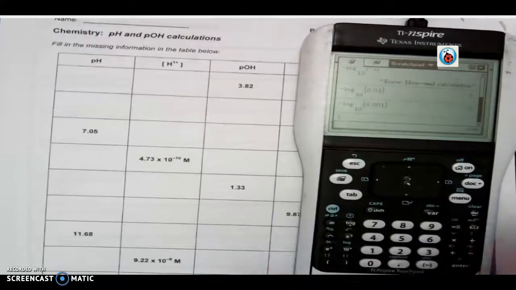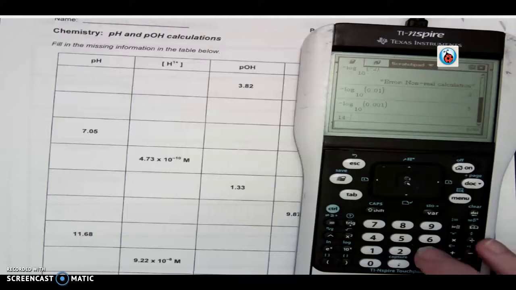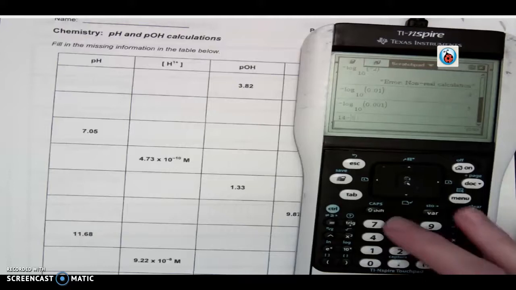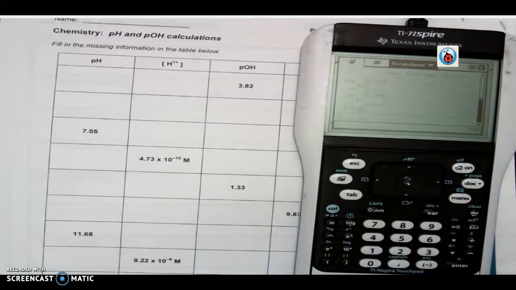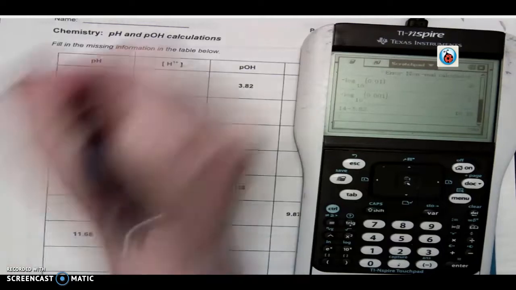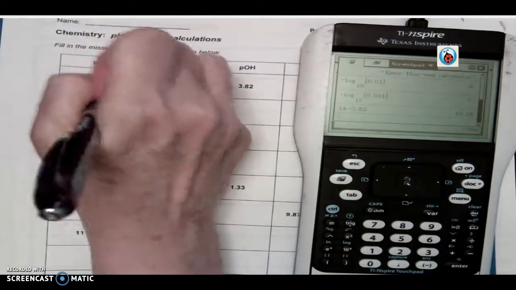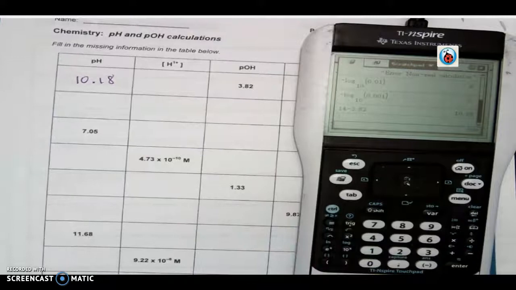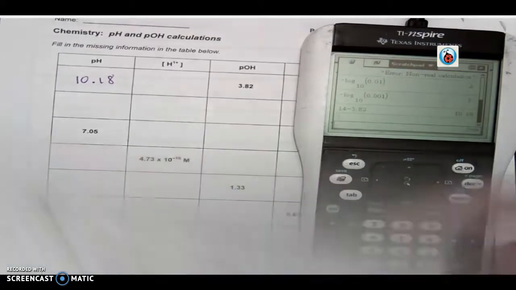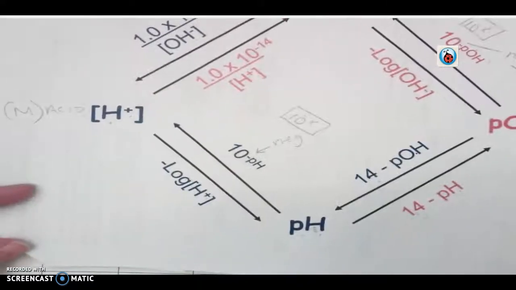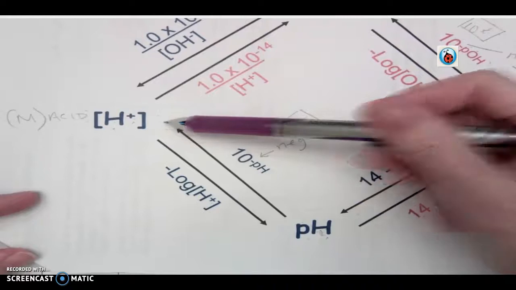We've got 14, and we're going to subtract our pOH, 0.82, enter, what do we get? We get 10.18. Okay, so now we know two things. We know the pH, we know the pOH, and we're going to go ahead and solve for the hydrogen concentration.